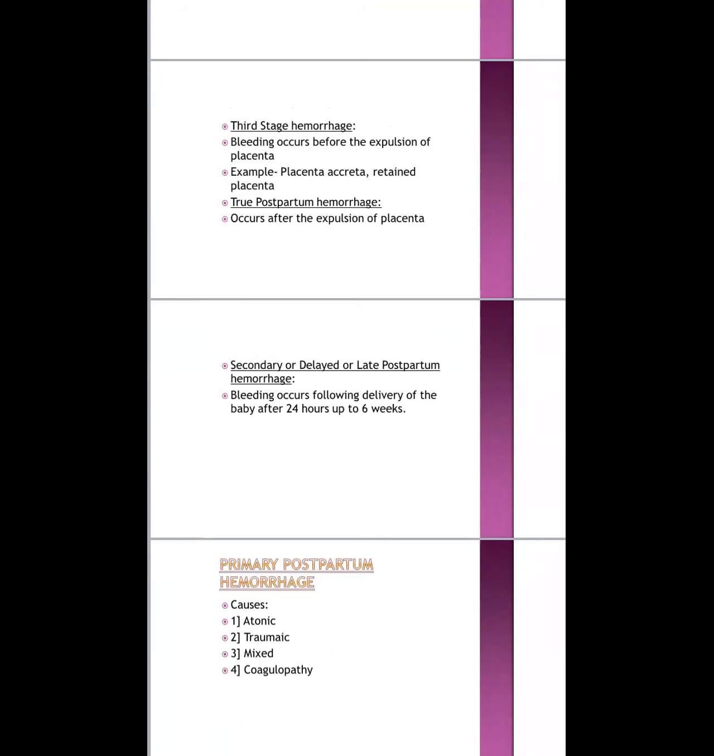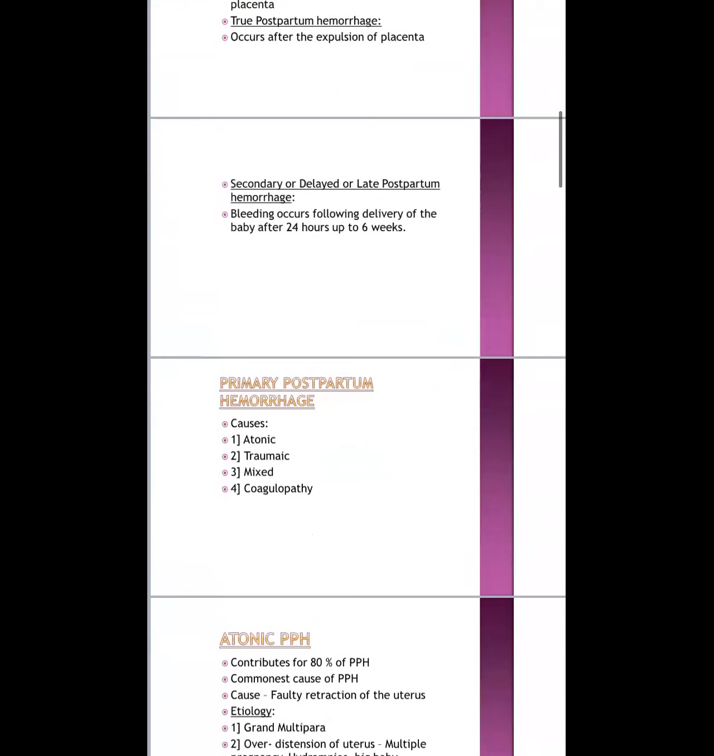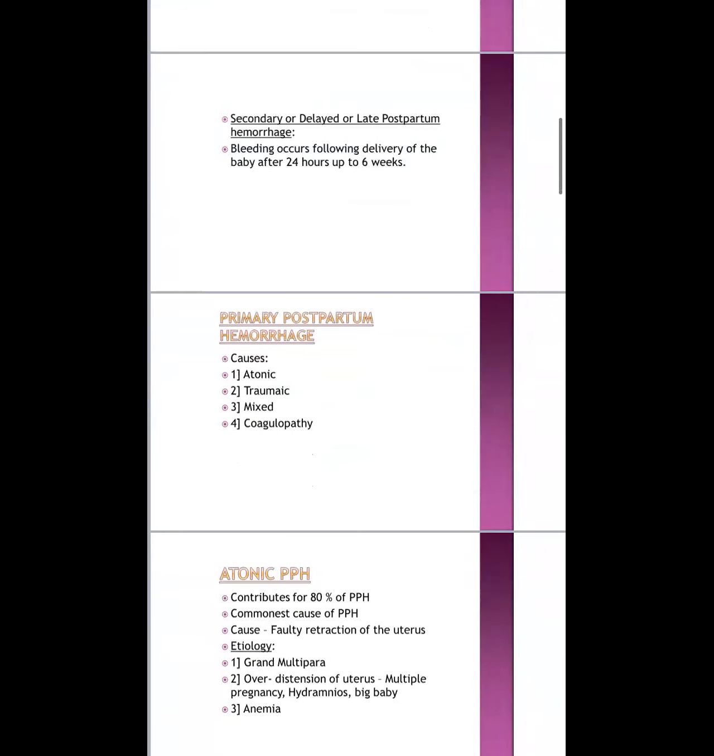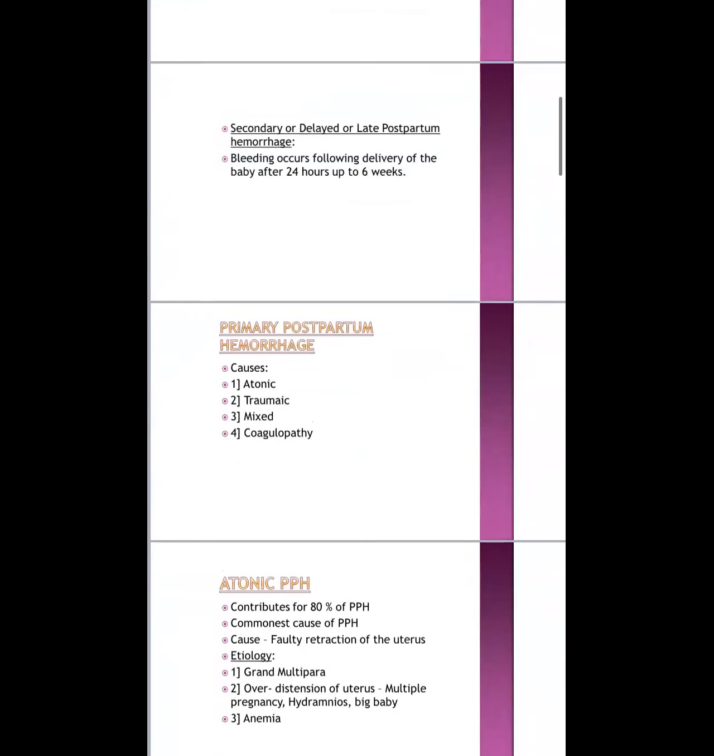The second type of postpartum hemorrhage is secondary, or delayed, or late postpartum hemorrhage. That is, the bleeding occurs following delivery of the baby after 24 hours, up to 6 weeks postpartum.